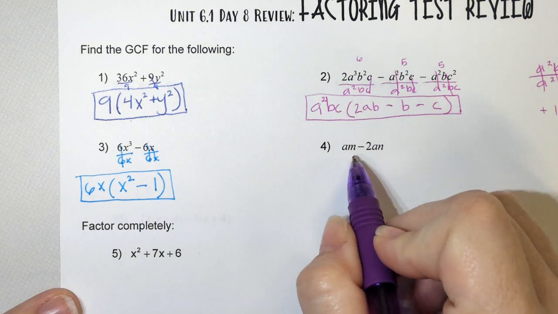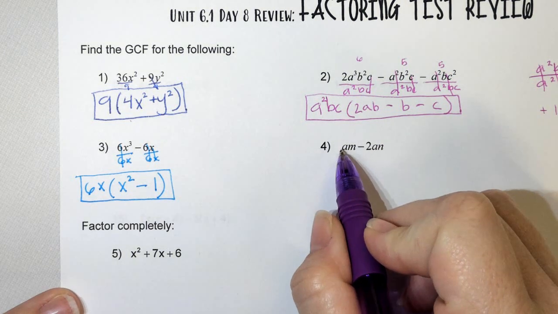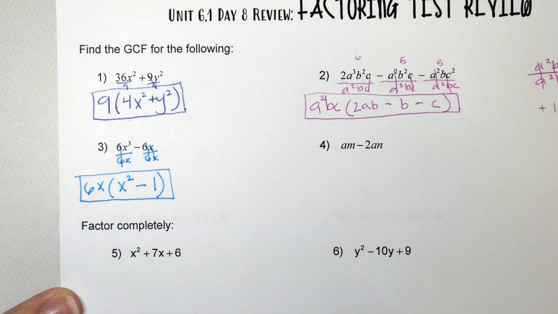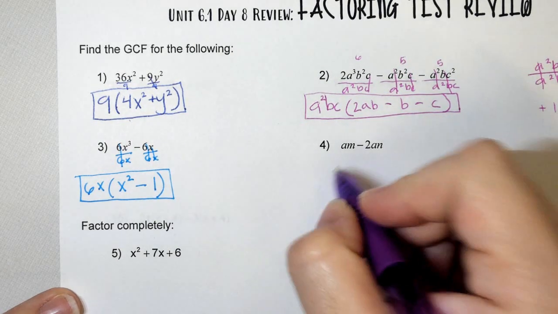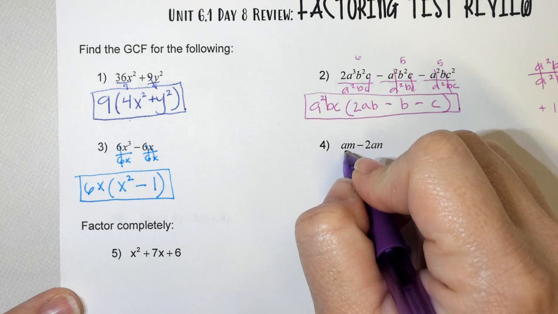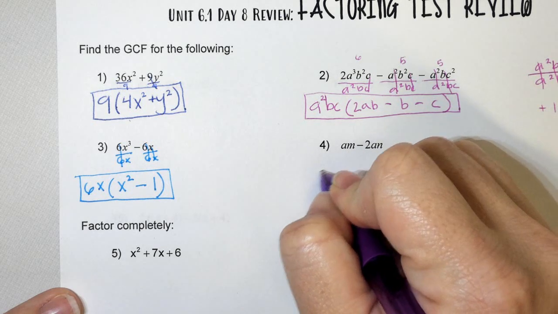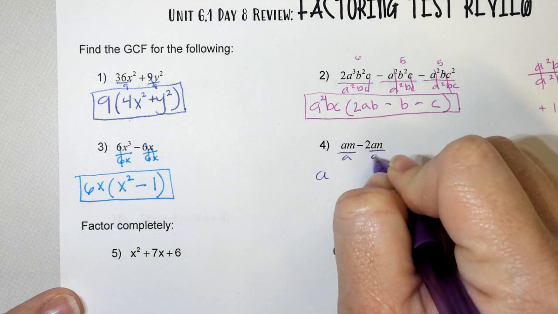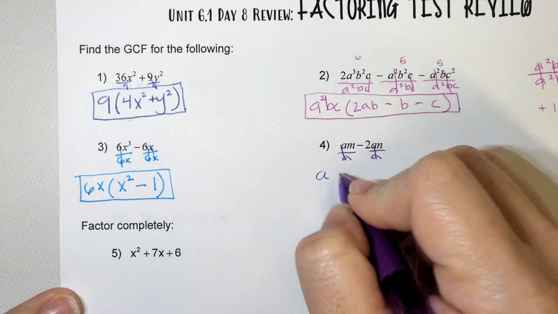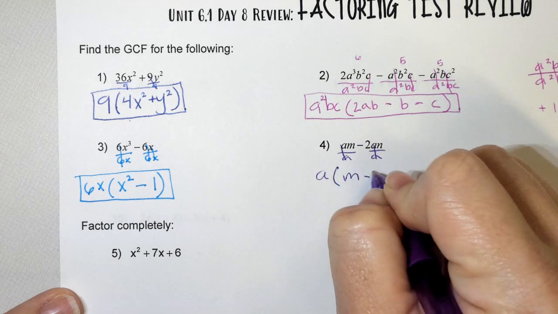Okay, last one. This is a 1, this is a 2, so I don't have to take out a number. But they both have an A, so I'm going to take out an A. And they are in order because this is a degree of 2, degree of 2. So when I take out an A, I'm left with m minus 2n.